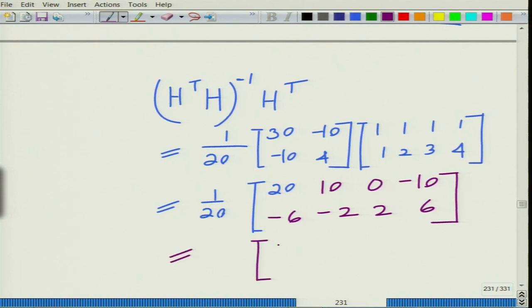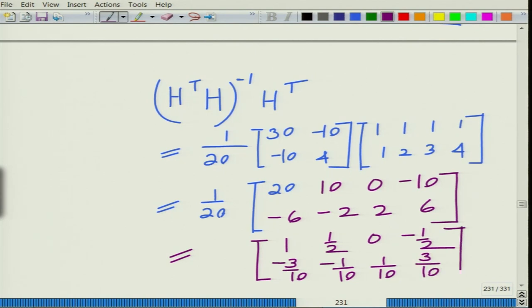So, you will get, I guess, 1 half, 0, minus half, minus 6 over 20, that is minus 3 over 10, minus 1 over 10, 1 over 10, and 3 over 10.